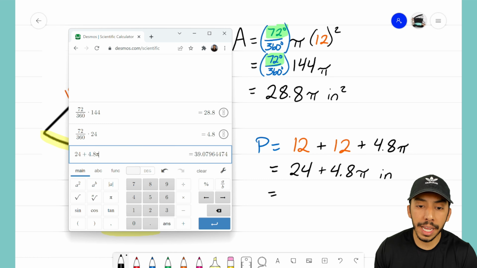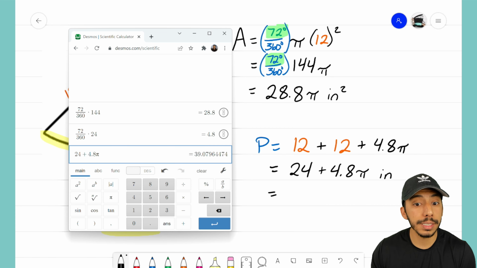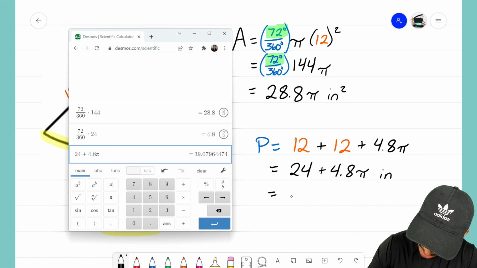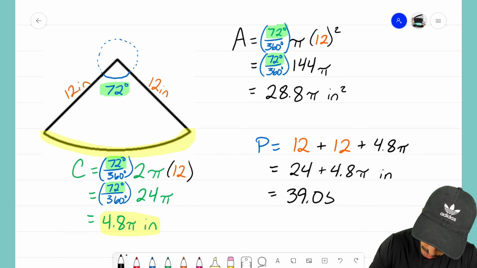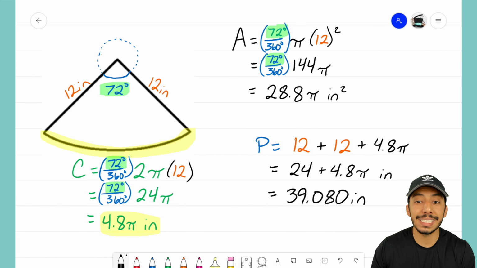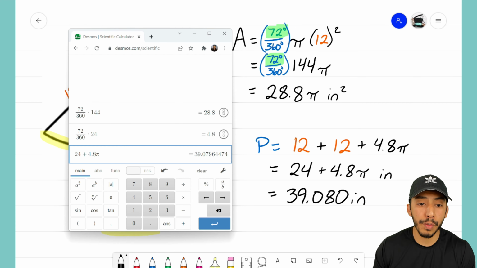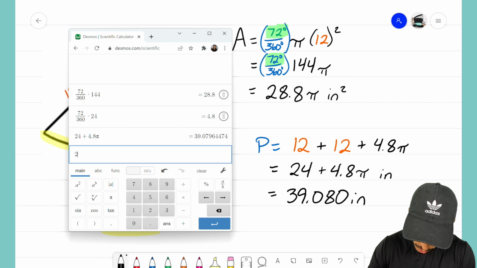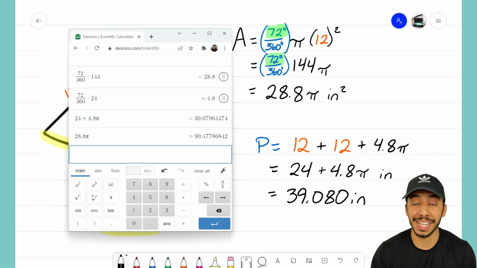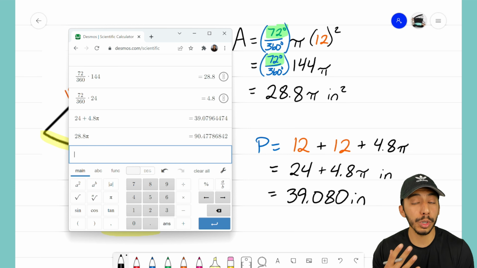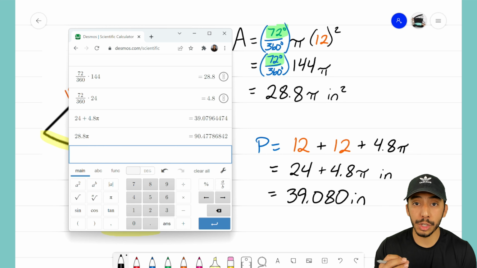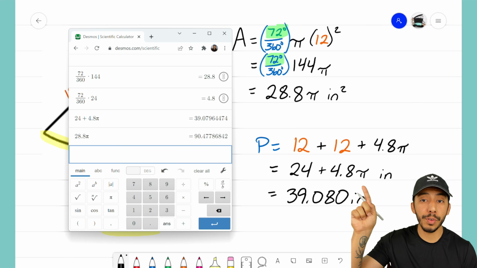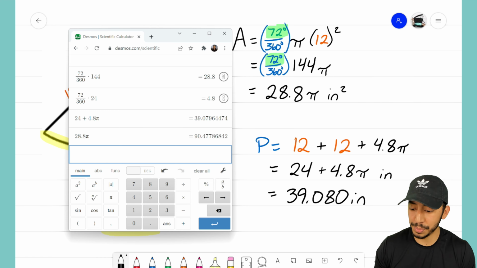It ends up being 39.080 inches. That is the exact value. That there is our decimal value. And if you didn't believe me before that it's not the same thing as 28.8 pi, look at those two values. They are not the same. Okay, so be very careful when you're working on these problems alone. You want to make sure either you're leaving it in pi form or you're getting the exact value, but you cannot combine those to 28.8 pi.